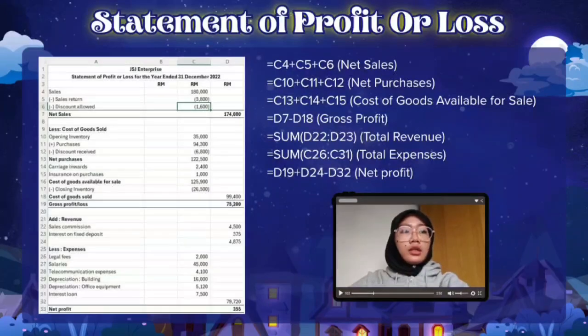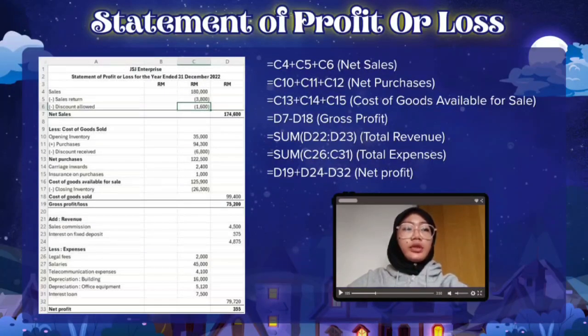As a result, the business earned a gross profit of 75,200 ringgit, indicating that its main trading activities are profitable. In the sales, I use equal C13 plus C14 plus C15 for the cost of goods available for sale and equal D7 minus D18 for the gross profit.